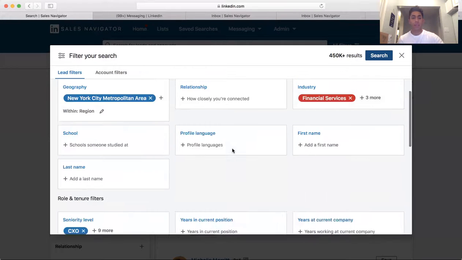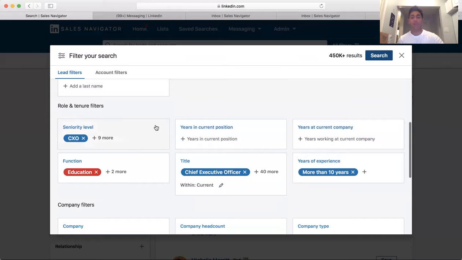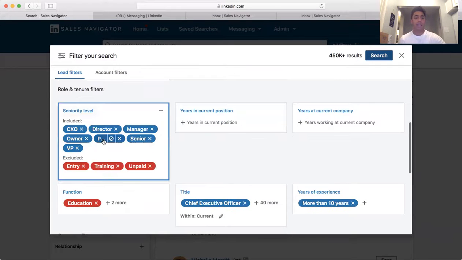The next thing that I'd like to go over are the seniority levels and really our authentication system. Here, as a very high level filter, we'll only be targeting the C-suite level executives, directors, managing partners, owners, seniors, vice presidents, etc. So very high level management, upper echelon positions, while excluding all entry, training, and unpaid professionals.